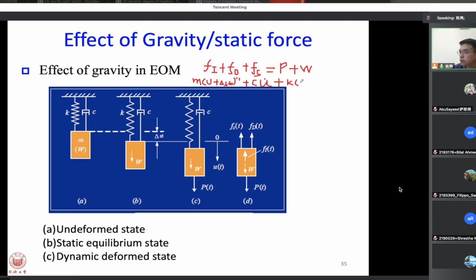And you have the static one, I just use delta here, and also the dynamic one, u(t). I just cancel the t. So you should have t plus delta plus w. And because this is constant, this is canceled due to the differential operation. So finally we got m u double dot plus c u dot, right, c u dot.